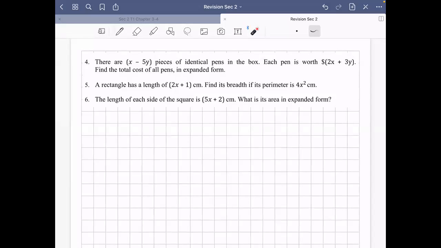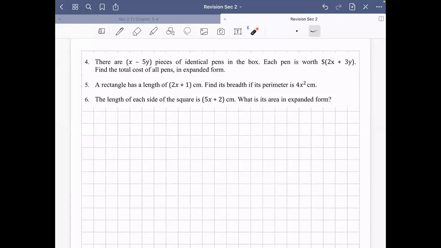Okay, number 4, there are x minus 5y pieces of identical pens in the box. Now, each pen is worth 2x plus 3y dollars. Find the total cost of all pens in expanded form. So, class, what are you supposed to do with number 4?